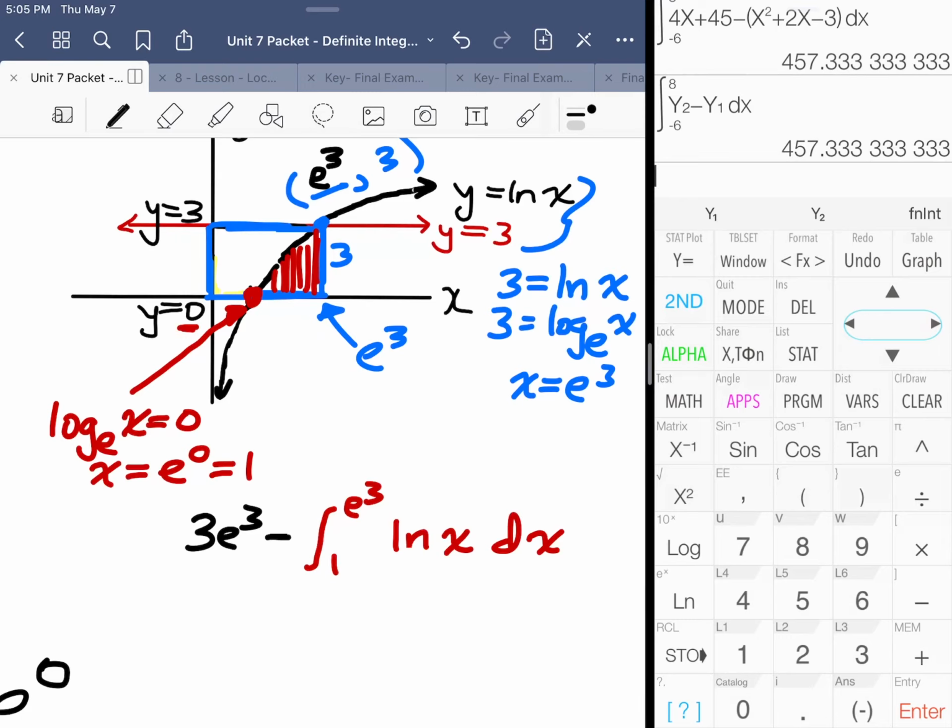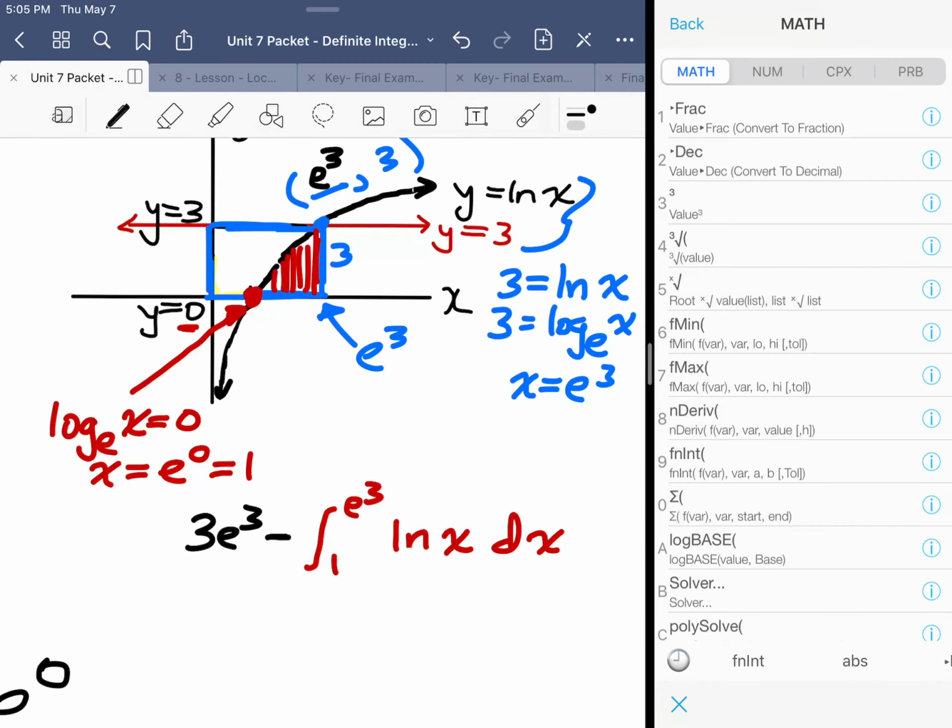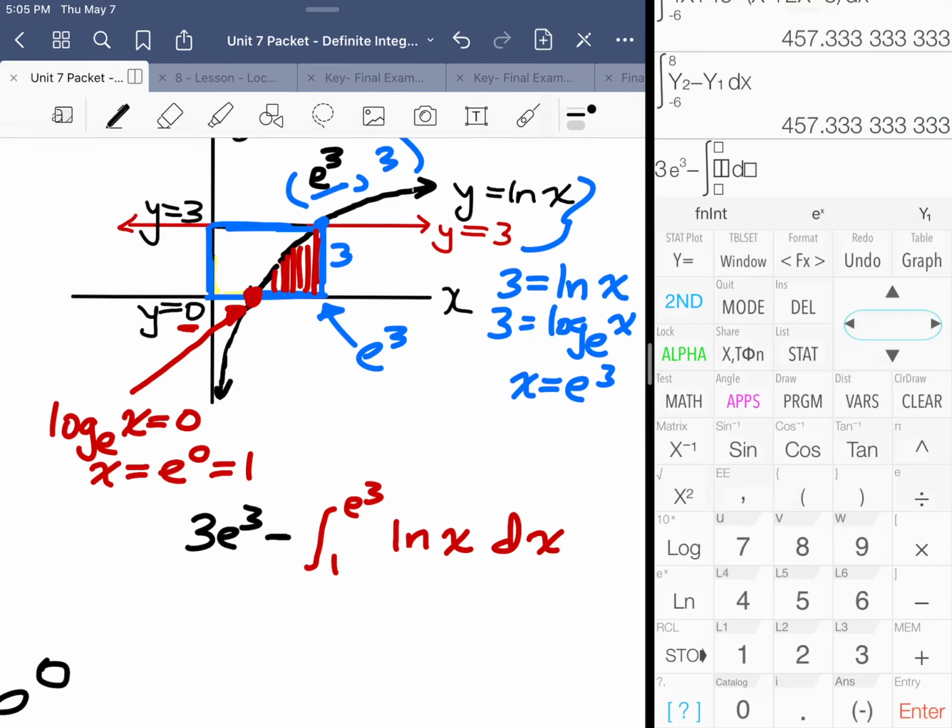So that computation, which you would not be able to do by hand based off of the material that we've learned so far, x ln of x minus x is actually the antiderivative of the natural log of x, but we haven't covered integration by parts, so that's not something you would know how to do at this point. So what I could do instead is just go to the calculator, 3e to the third power, oops, do it again minus the oops.